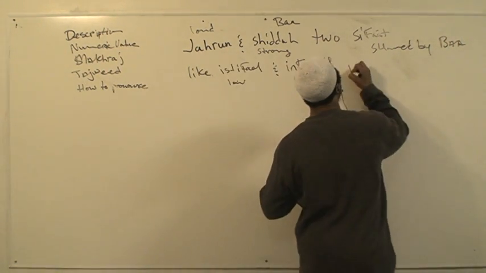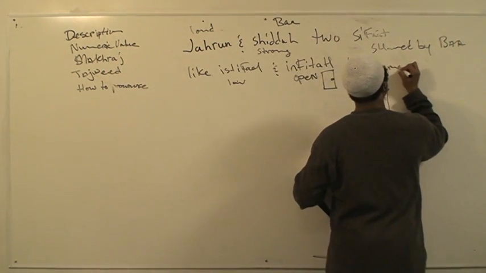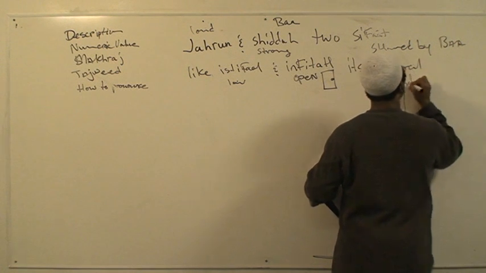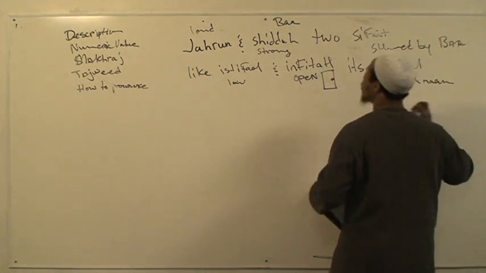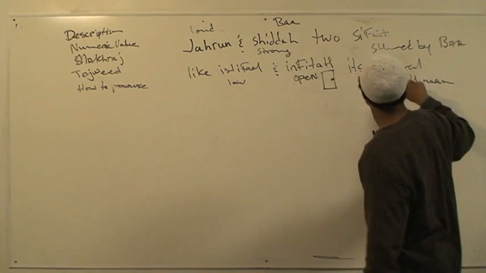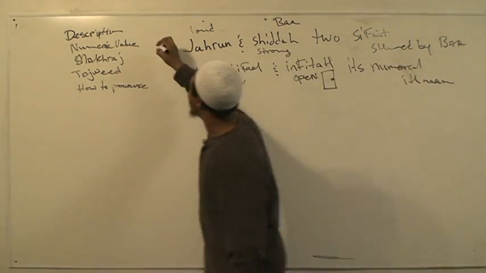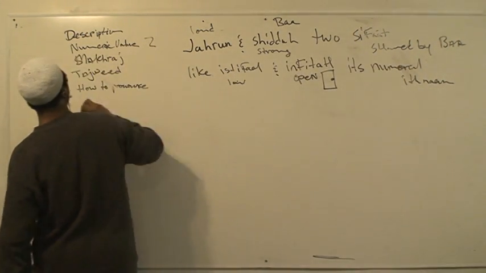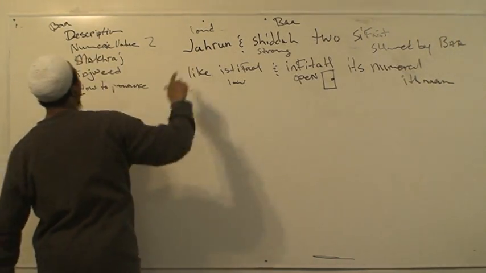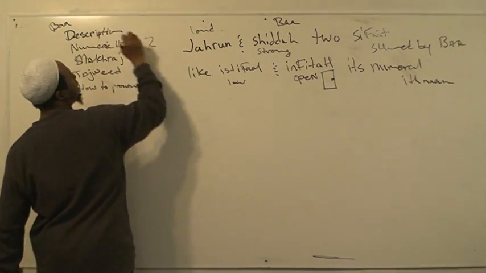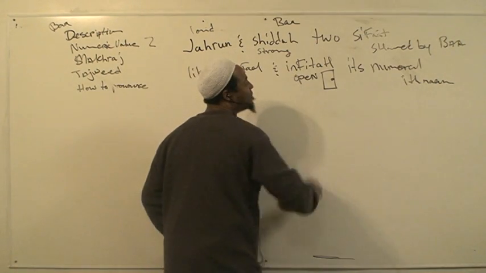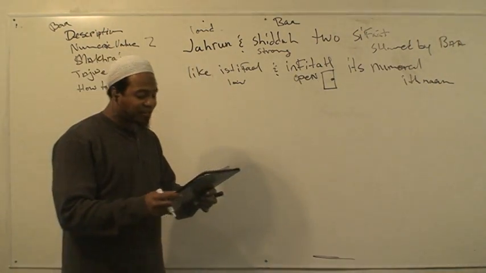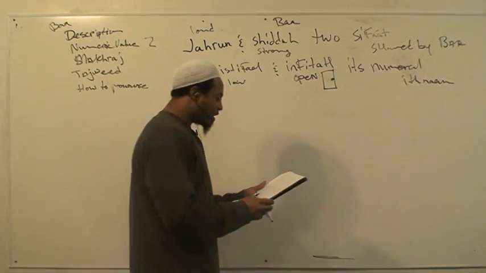It's numeral ithnan. What is ithnan? Two. So it writes it down here in English and then here in Arabic. 2 is the numeric value for ba. Okay? We're doing ba here. And its description or its sifat is jahrun, shidda, istifal, and infitah. Every letter is going to have at least 5. Okay?